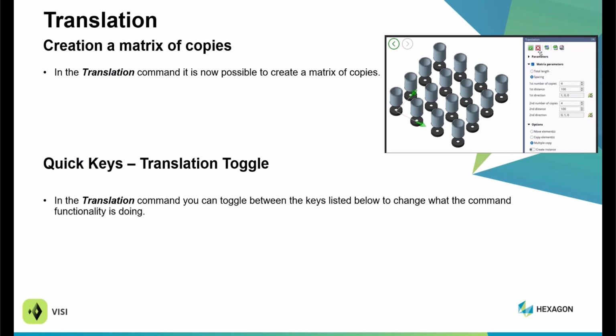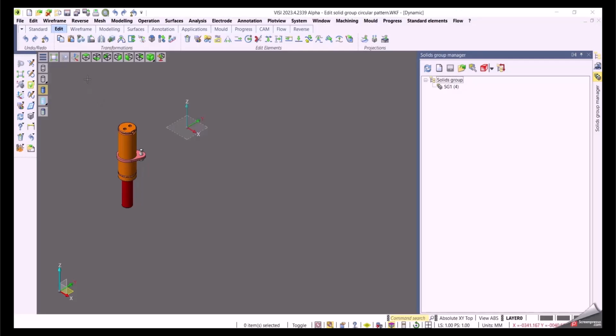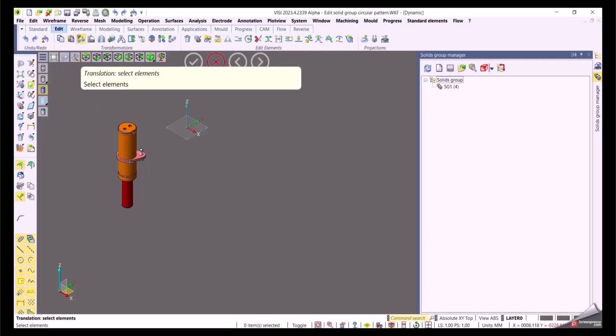There's also, inside the translation, some quick key toggles. C for copy, M for move, and I for the incremental translation. This toggles between incremental translation and the point-to-point selection. So here's just a quick video reviewing some of this stuff.